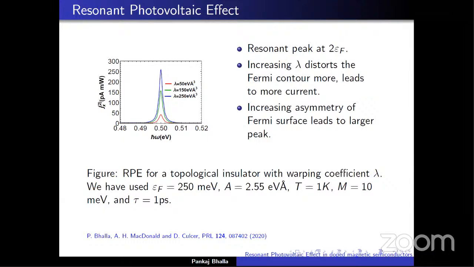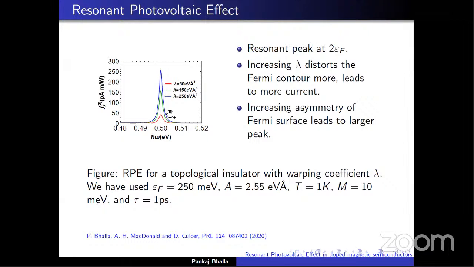We have found that under certain assumptions, though this plot is without any assumption, this current appears only when we have both the warping as well as the in-plane magnetization in the picture. If one of them is absent, there will be no current at all. That means the distorted Fermi surface and the asymmetry both should be there in the picture.